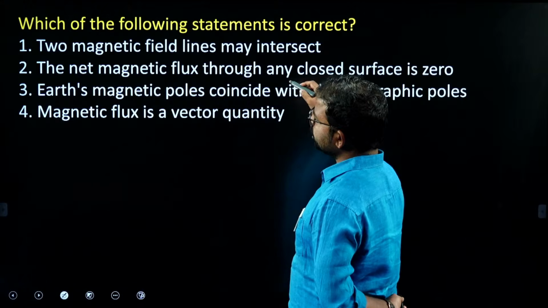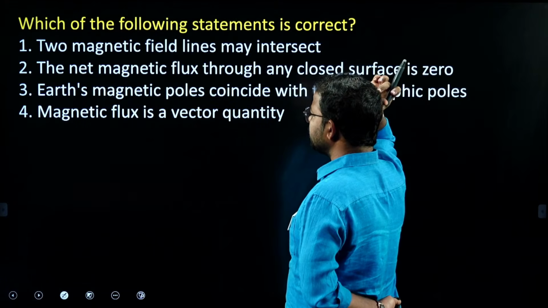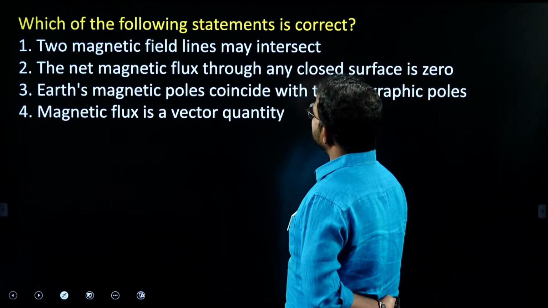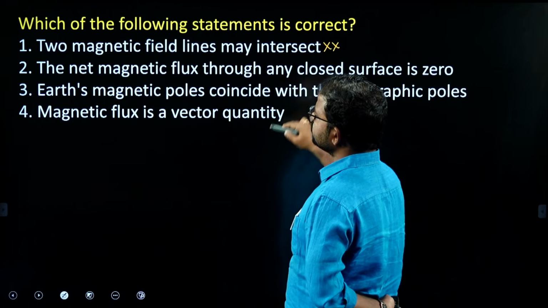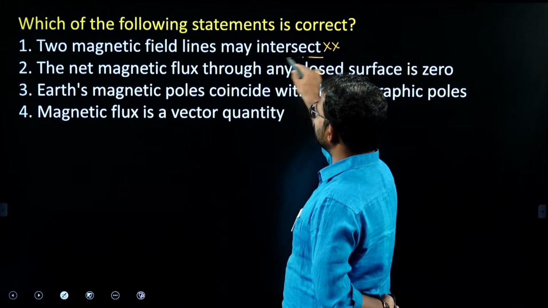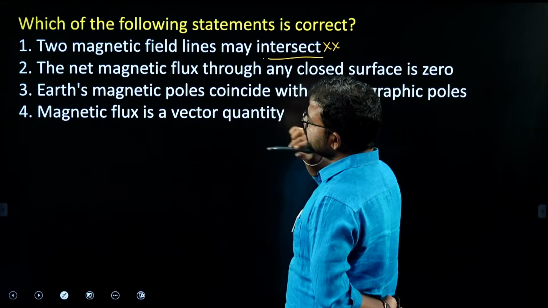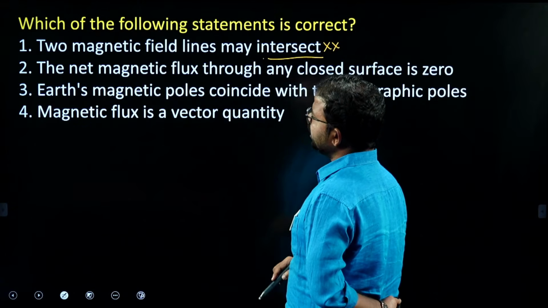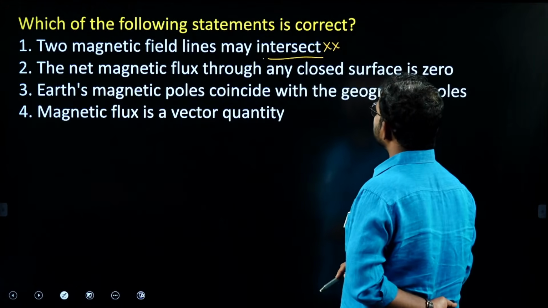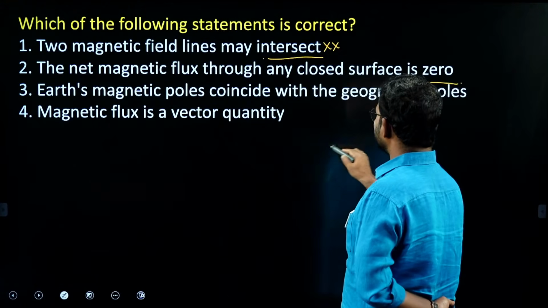Here, the first statement, two magnetic field lines may intersect, is not possible. Two magnetic field lines cannot intersect. Next, the second one is that the net magnetic flux through any closed surface is 0.